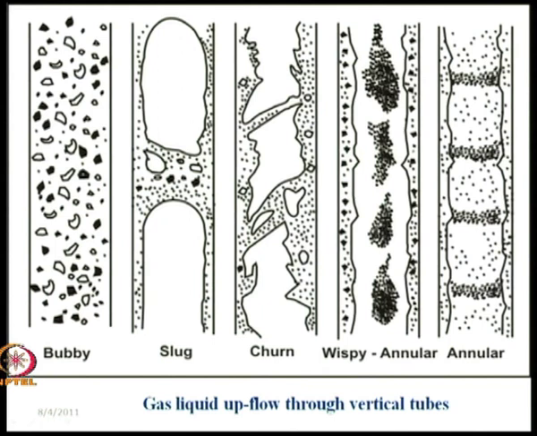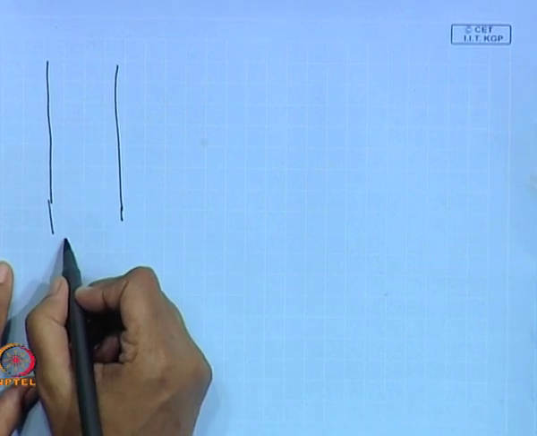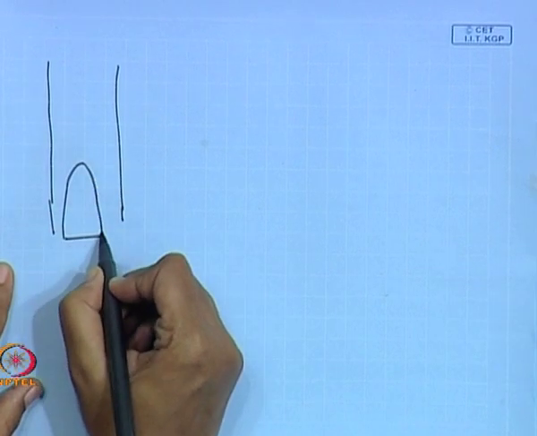Okay? And if you observe, you find that in this case, the flow is characterized by a periodic flow phenomenon. It is periodic. If you observe any particular cross section, what do you find? I will just draw the slug flow once more, so that I can explain to you.